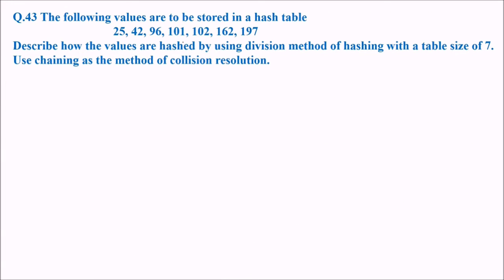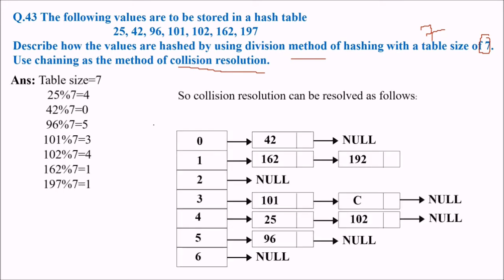Now these are the values that are stored in a hash table. You need to describe how the values are hashed by using the division method of hashing with a table size of 7. So you have a table size of 7, and you have to use this division method. Use chaining as the method of collision resolution. So you have to use the chaining method also for collision resolution. So what is the table size? It is 7. So where will 25 go, using the division method? That will be modulo actually. Not division, but the modulo method.